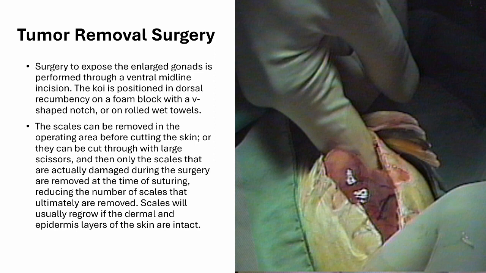When you're making an abdominal incision, I tend to cut through the scales and then only remove the scales that are significantly damaged, rather than taking all the scales out and then making the incision. That way I can retain as many scales as possible on the surface of the fish, and then they're sutured with either continuous suture, forward interlocking suture, or even cruciate sutures to close the skin.